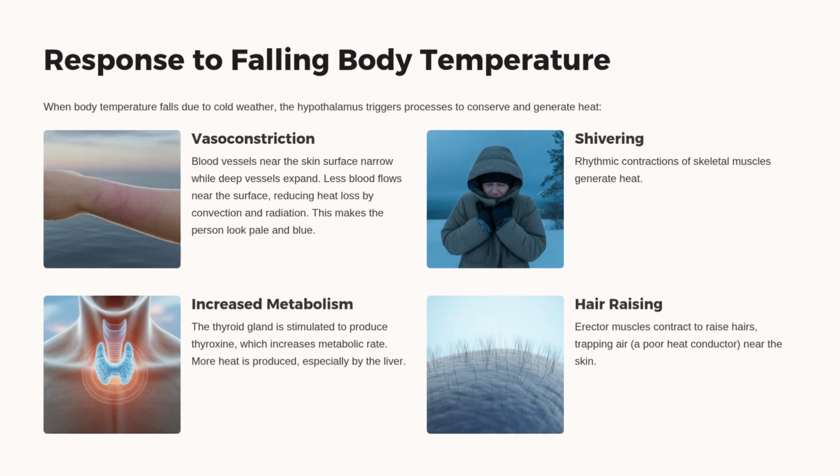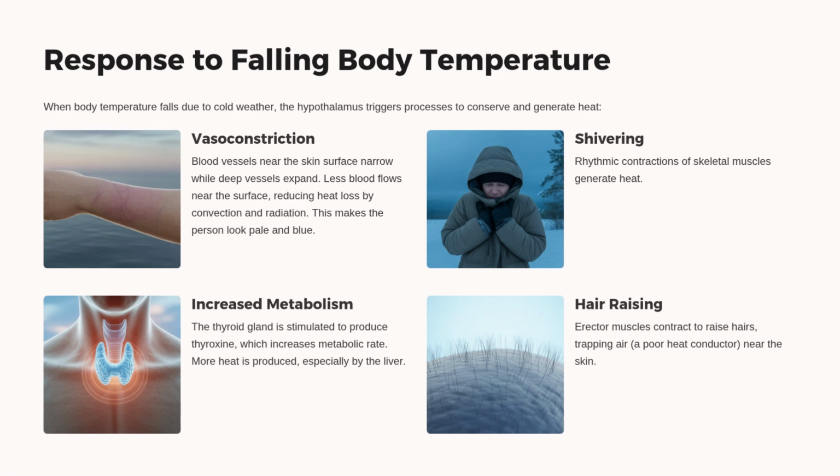Response to falling body temperature. When body temperature falls due to cold weather, the hypothalamus triggers processes to conserve and generate heat. Vasoconstriction. Blood vessels near the skin surface narrow while deep vessels expand. Less blood flows near the surface, reducing heat loss by convection and radiation. This makes the person look pale and blue.